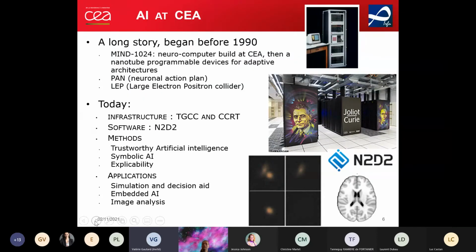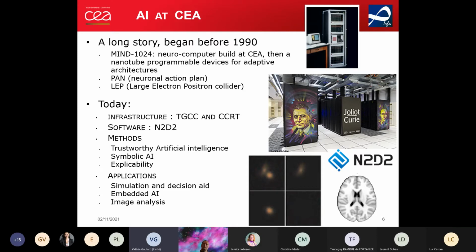Next slide, please. The work in AI can be shared in three parts: computers, method, and application of this method. Let me begin with computers. First of all, Mind 128, a little machine with 128 neurons. Remember, the neuron was introduced by McCulloch and Pitts, and I present it to you.